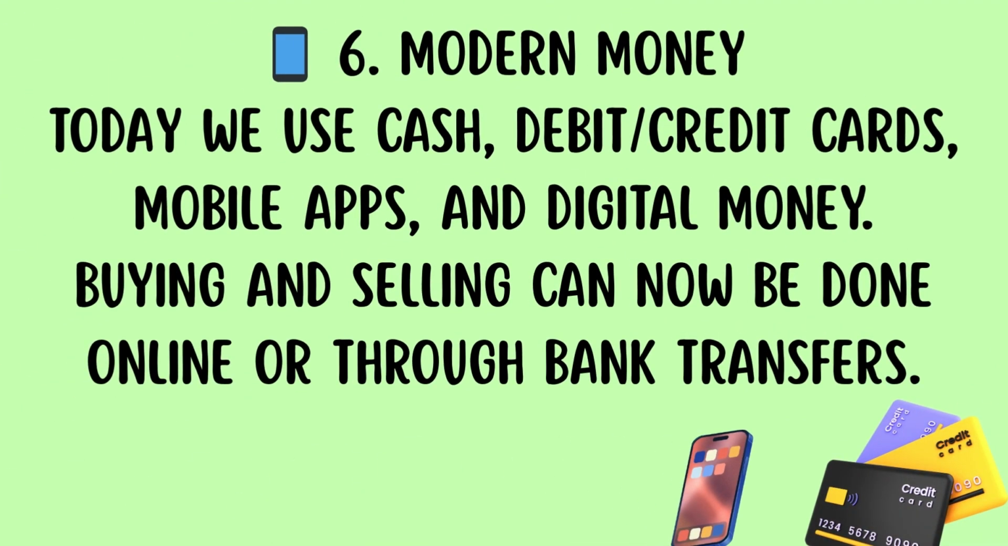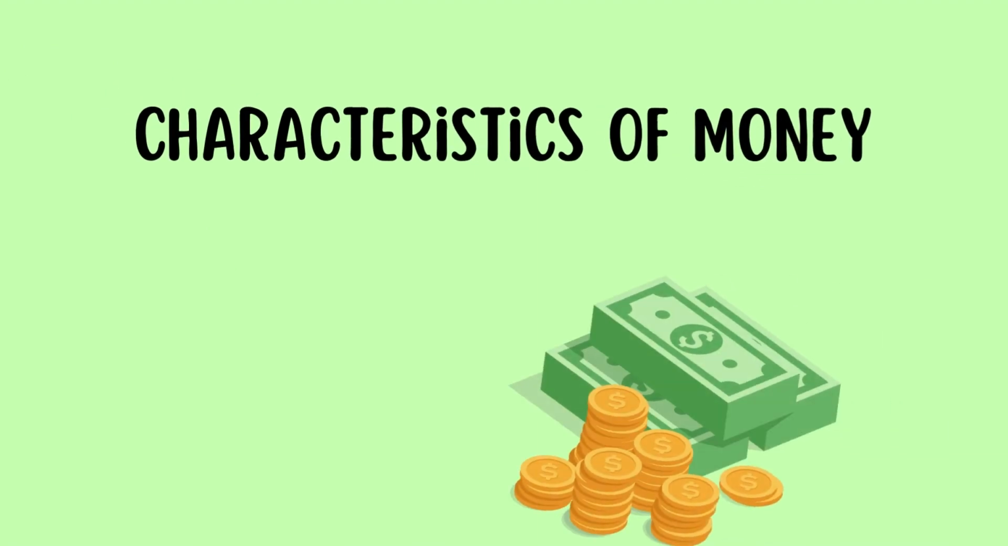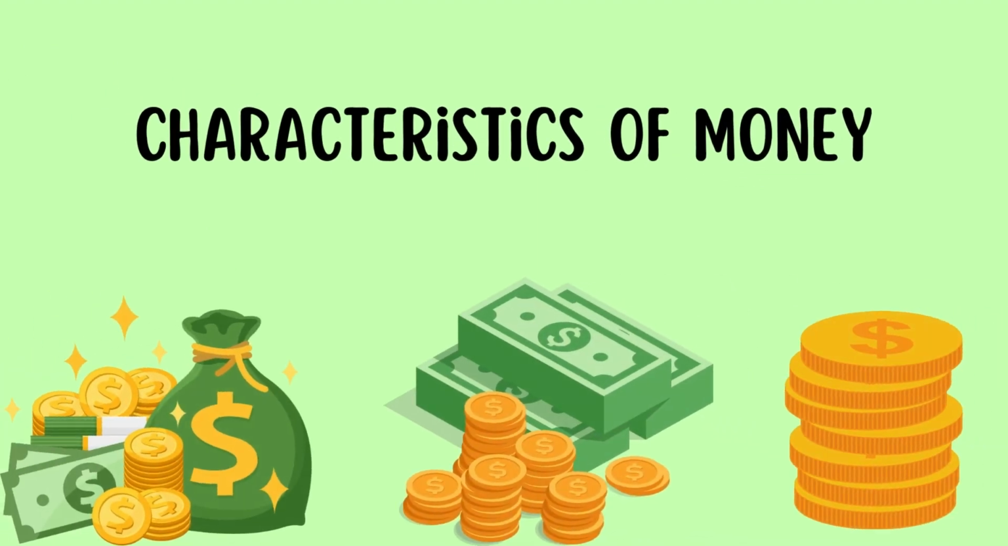Now we have modern money. Today we use cash, debit and credit cards, mobile apps, and digital money. Buying and selling can now be done online or through bank transfers. Now, let's move on to the characteristics of money.